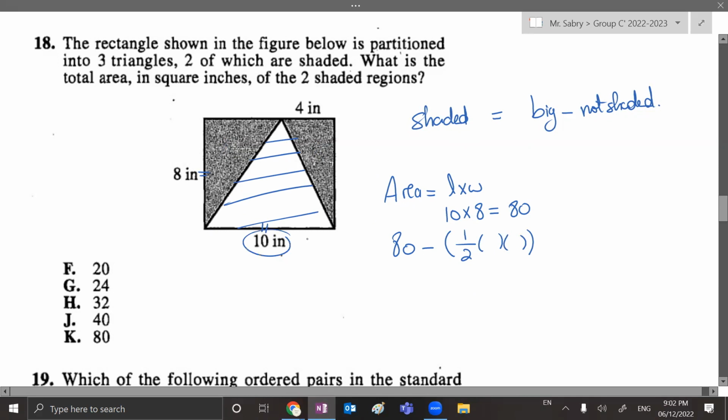It's supposed to be half times the base times the height. Now the base here is 10, clearly. Now what about the height? The height is the 8, because the height is supposed to be the length from the top point of the triangle to the base of the triangle. That length is the 8 itself. So it's half times 10 times 8. It's mainly 80 minus 40. So this is a 40 inches squared shaded region. Does this make sense or not?